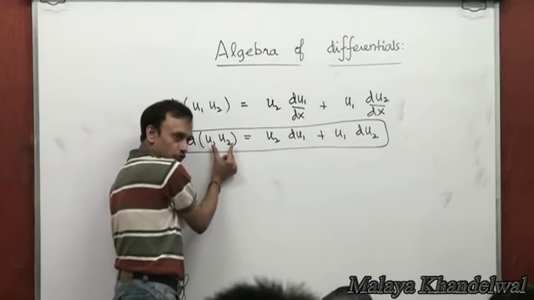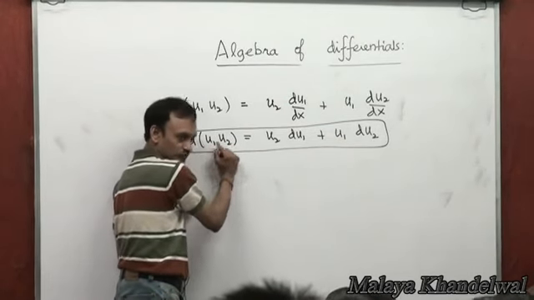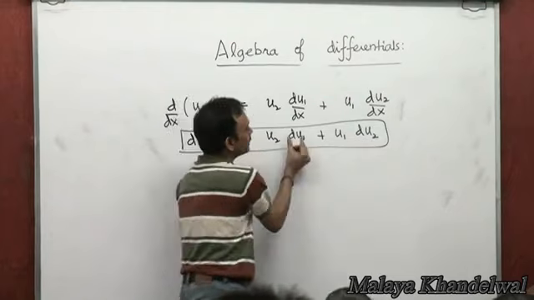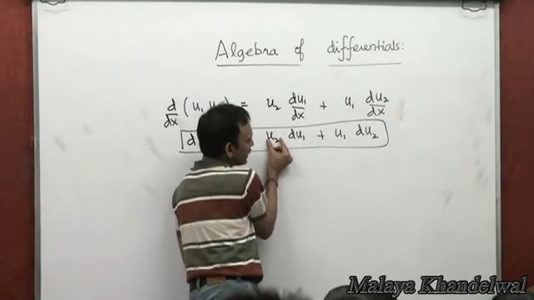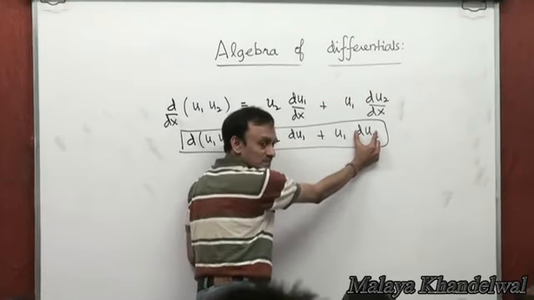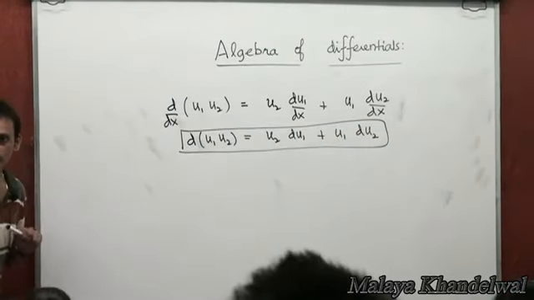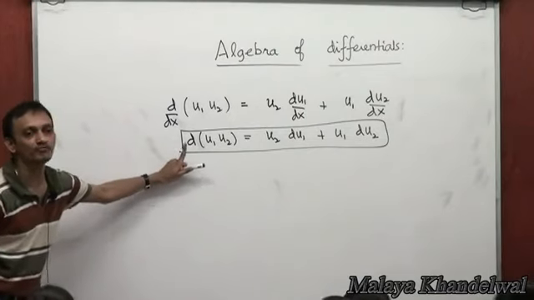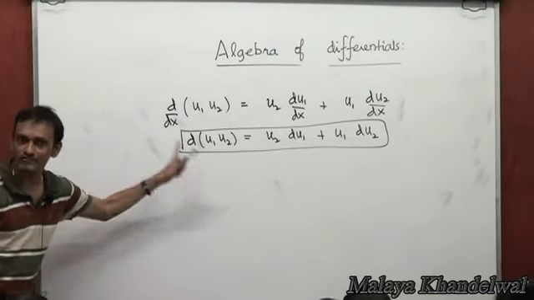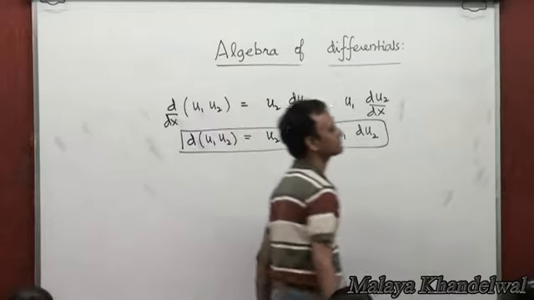Differential of the product of two functions would be differential of first function into second function plus differential of the second function into first function. Right? That's the product rule of differentials.